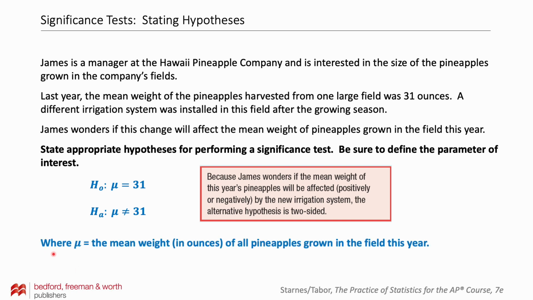So our parameter here would be mu, which is equal to the true mean weight in ounces of all pineapples grown in the field this year. Now, later on, we're going to see how to use these hypothesis tests to make claims, but right now we're just working with setting up the vocabulary of it.